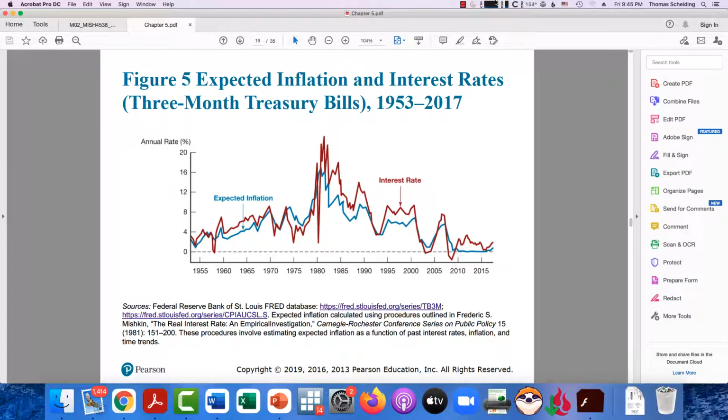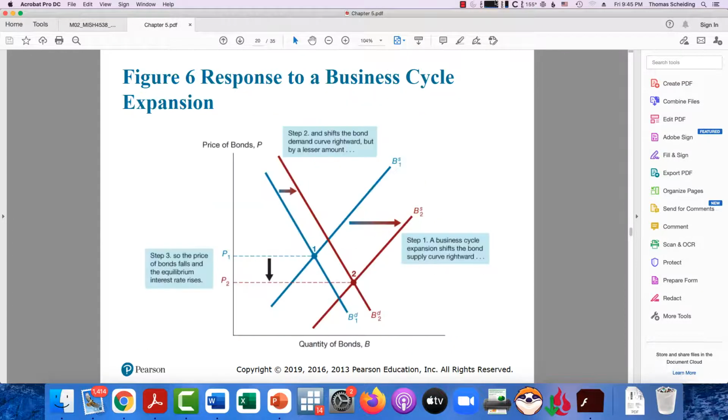We can see here, as individuals expect higher inflation, interest rates generally move with that. Again, expected inflation means that it's going to be easier to pay back that bond, and so thus you would borrow more money because you know it's going to be easier to pay it back.